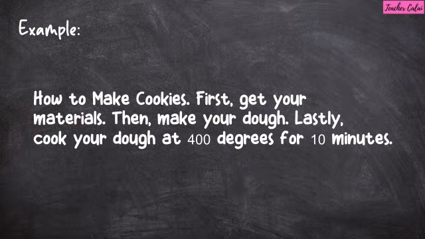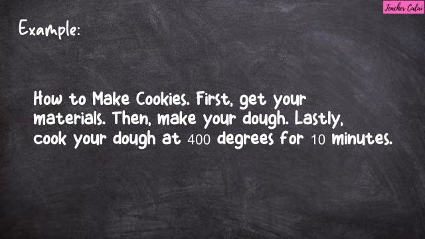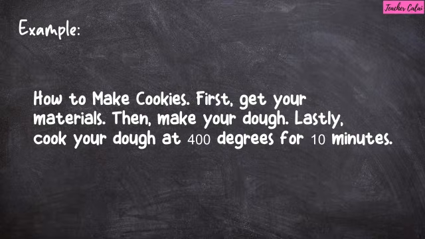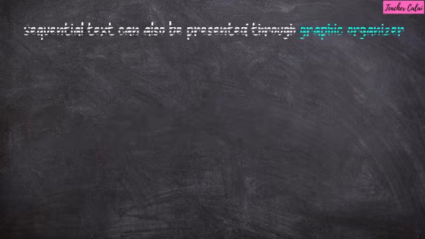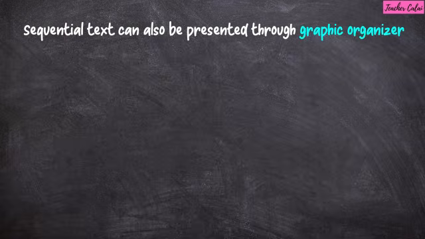Now let's see this example. How to make cookies. First, get your materials. Then, make your dough. Lastly, cook your dough at 400 degrees for 10 minutes. In presenting the given example using a graphic organizer, it could be like this.